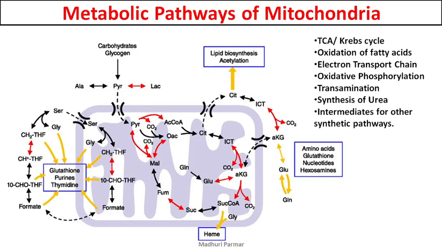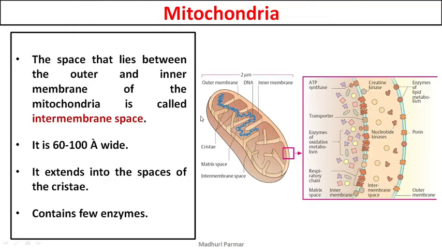Then the electron transport chain occurs in mitochondria, followed by oxidative phosphorylation, which is production of ATP, and transamination, which I just explained, from alpha ketoglutarate, which is a keto acid. When you add an amino group, it will get converted into glutamate, which is an amino acid, right? So such kind of transamination, synthesis of urea and intermediates for other pathways occurs in mitochondria. So it is very, very important for metabolism.